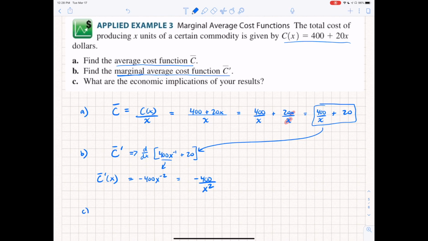So for C, I want to go through, and again, I want to look at the implications. So I'm going to pause for a second, give you a chance to take a look at this. Go ahead and pause the video. See if you can figure out what these two things mean and why they are useful for us.